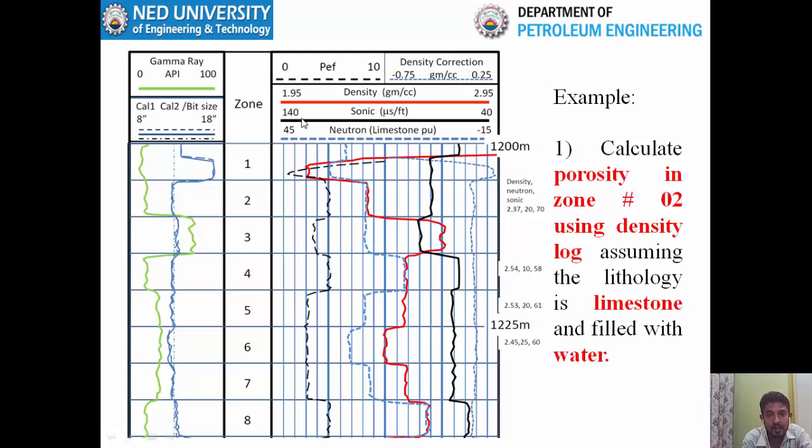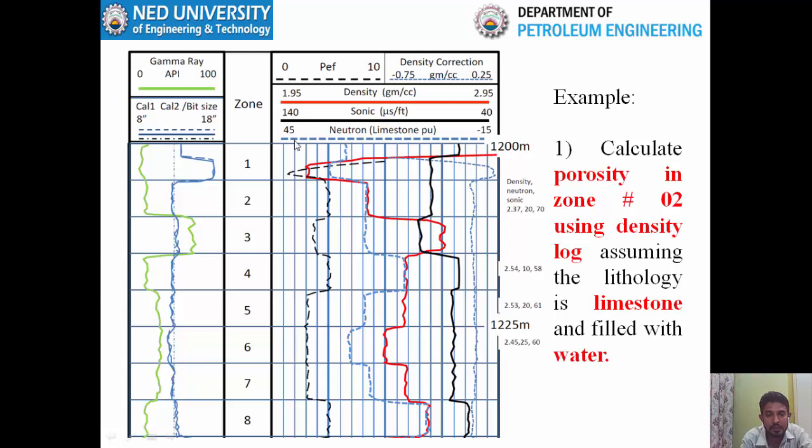So the red color is indicating the density log, and the scale in this log section is from 1.95 to 2.95. So the density value is varying from 1.95 to 2.95, and is represented through this red solid line. The small boxes have been made for your ease, but if the small boxes are not there, you will make small boxes by yourself. There are basically four cycles in this log.